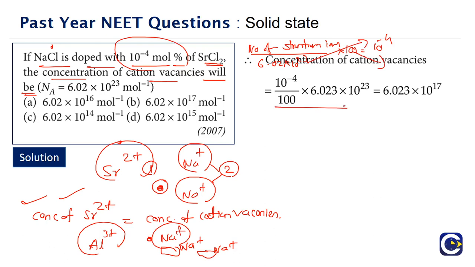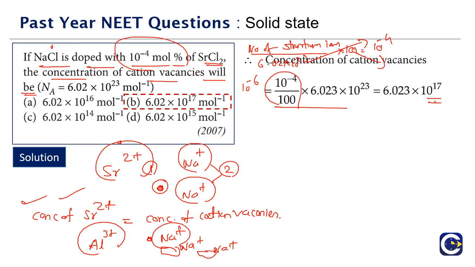So you can see here 10 power minus 4 divided by 100 will be totally 10 power minus 6. 10 power minus 6 into 10 power 23 is 10 power 17. So 6.02 into 10 power 17. So here we are basically looking at the relation between the cation sites and the concentration of the strontium ions, and just going on with the conversion.